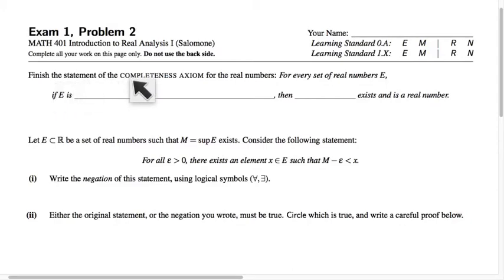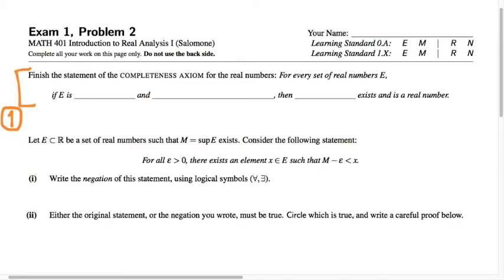The first asks you to finish the statement of the completeness axiom. It just gives you a shell of a statement for an axiom and asks you to fill in some blanks. So let's call that task number 1. I didn't label these on the exam sheet itself, so let's label them together here. Task number 1 asks you to finish the statement of this axiom.